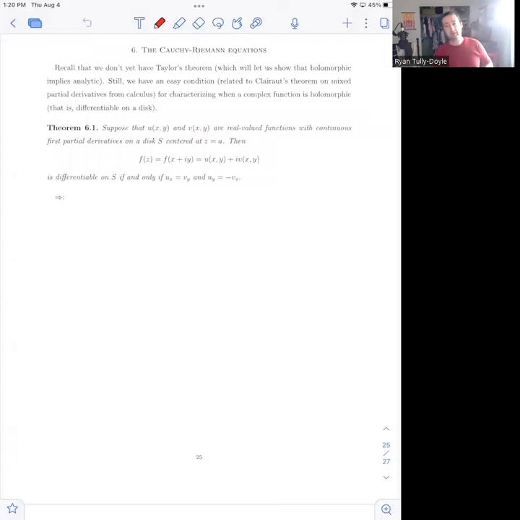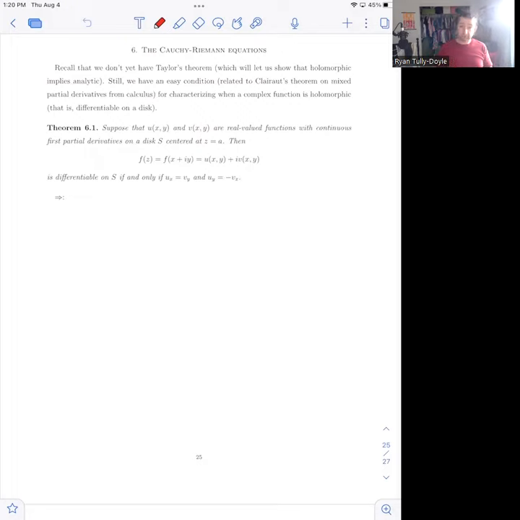Hi, everyone. So I would like to talk about the Cauchy-Riemann equations today, which are one of the central tools that we use in complex analysis that we, at least ostensibly, don't have access to in real calculus. So you can think about the Cauchy-Riemann equations as a tool that you can use to check to see whether or not a function is analytic.